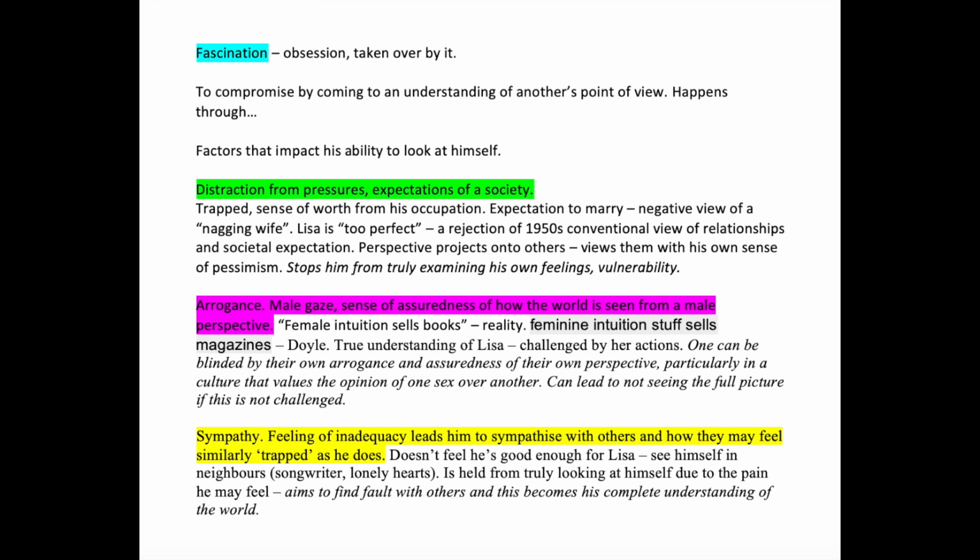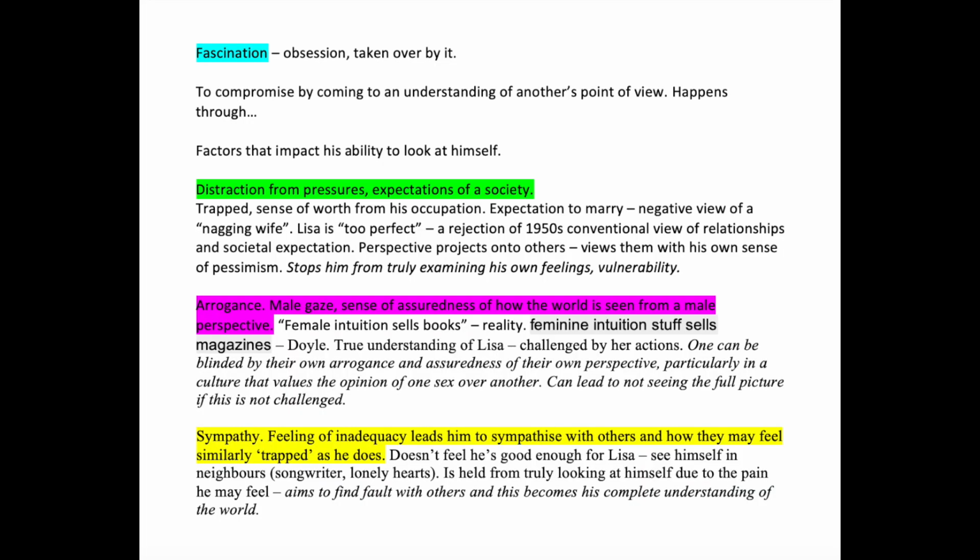The final thing with this first idea is that in italics here at the end, I've made sure that I would have that really strong sense of this is what I'm ultimately saying through this paragraph, and checking it against the question. So again, it said his obsession with looking at others stops him from looking at himself. I've then put here that I'd make sure in that paragraph, I finished it off with that this stops him from truly examining his own feelings or his vulnerability.